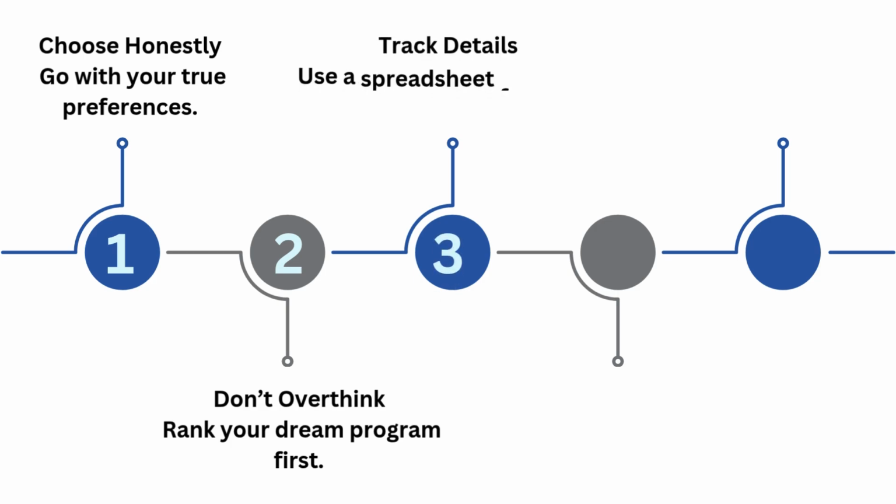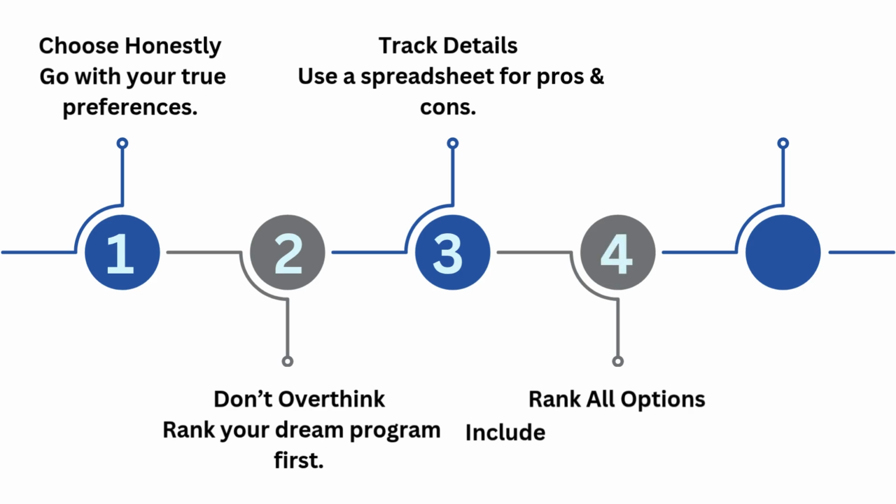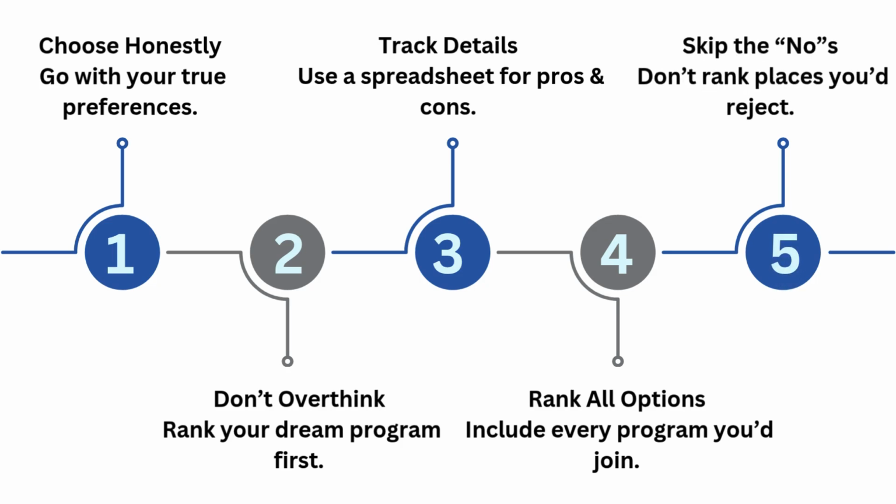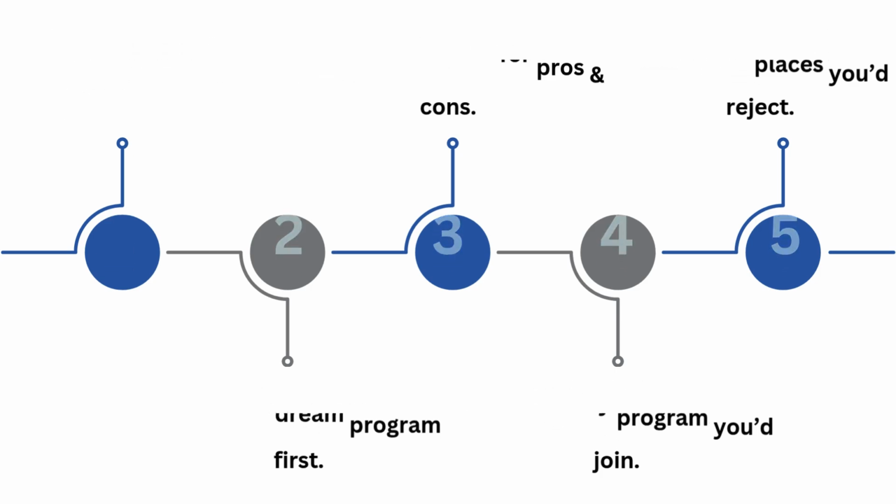3. Use a spreadsheet or notebook. Track pros and cons of each program, including interview impressions, resident happiness, faculty involvement, call schedules, fellowship placements, and location convenience. 4. Be realistic, but optimistic. If you only have 5 interviews, don't only rank 3 programs. Include all programs where you'd be willing to train. 5. Don't include programs you wouldn't attend. If you would rather go unmatched than train in a certain place, leave it off your list.